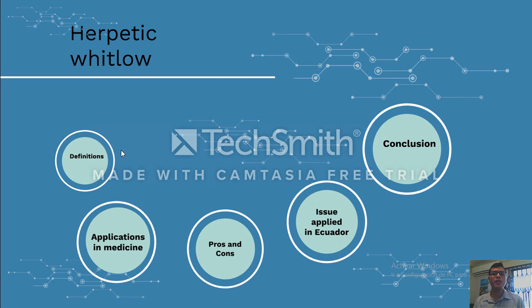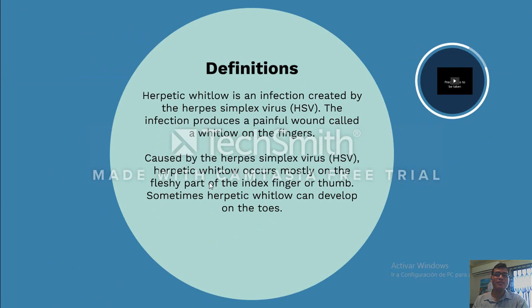Welcome. I'm here to talk to you about Herpetic Whitlow. We're going to start with the definition. It's an infection created by the herpes simplex virus, HSV. The infection produces a painful wound called a whitlow on the fingers.